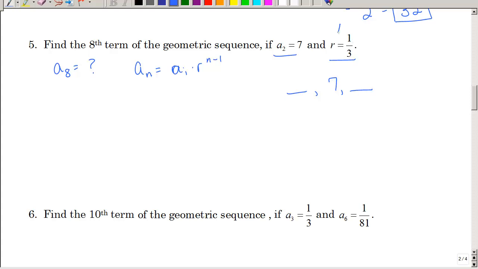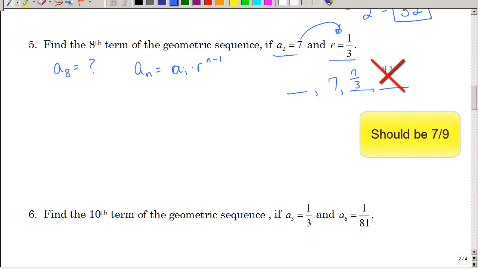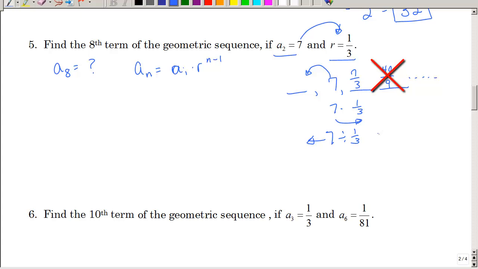If I multiply by 1/3, because remember I multiply by r, I would get 7/3. Multiply by r again, I would get 49/9, and keep going. And yes, I could figure out the 8th term. But how would I get the first term? Well, if I multiplied by 1/3 to go forward, I could divide by 1/3 to go backwards. So 7 divided by 1/3 is 21. So my first term is 21.